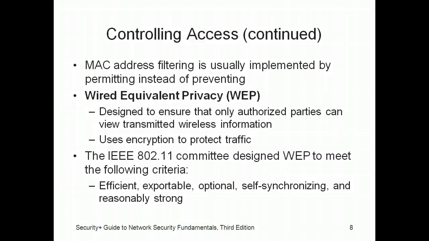So WEP is the very first security protocol within wireless. It's designed to ensure only authorized parties can view wireless information. It does use encryption to protect the traffic. It met this criteria and still does today. The first term in any criteria is the main reason for this, or the main part of the security. The first term in this one is efficient. It is efficient, exportable, optional, self-synchronizing, and reasonably strong.